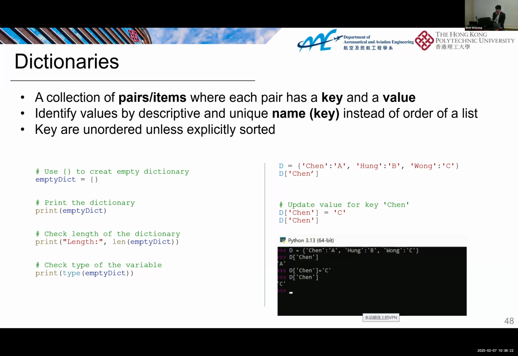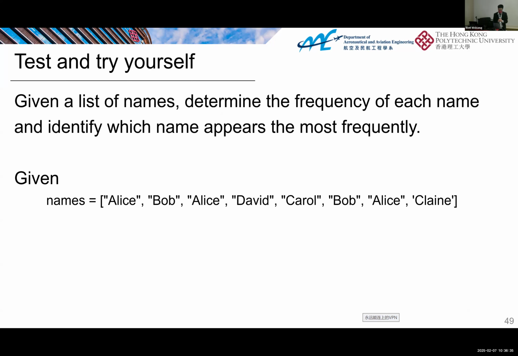So please, take a try. Give me a list of names. Determine the frequency of each name. Frequency means how many times each name exists, and which name appears the most frequently. For example, three times Alice, two times Bob, one time David and Glenn. The result should be Alice, three times.